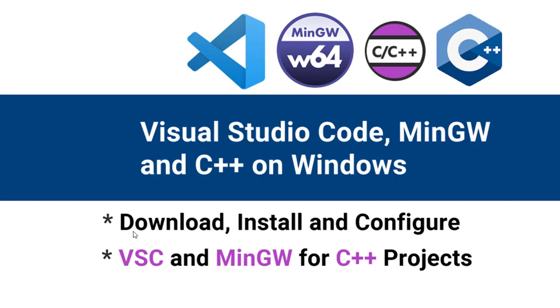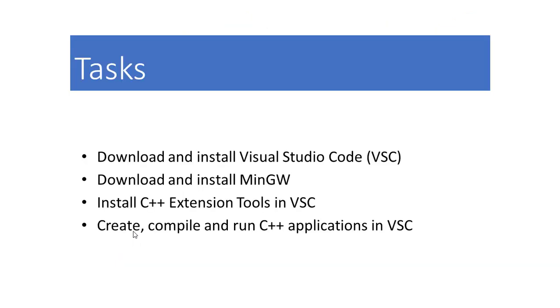During this tutorial, we will download Visual Studio Code. We will also download the MinGW tool. We will install both of them and configure them so that we can use them for C++ programming. You can use Visual Studio Code for different programming languages, but we will specifically be using it for C++ in this tutorial. So there are some tasks that we are going to perform.